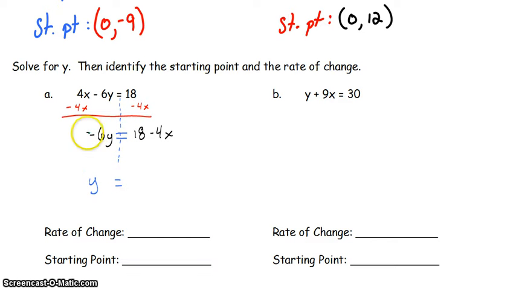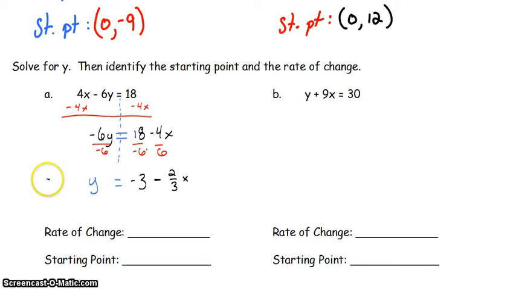Last step here would be to move the -6. So I'm going to divide every single term by -6. That leaves my y alone on the left. Now I simplify fractions. 18 divided by -6 is -3. This is a -4 divided by 6. Negative divided by a positive will be a negative, so I'm going to subtract. Now it's a fraction I need to simplify. 4 over 6 simplifies to 2 over 3, x.